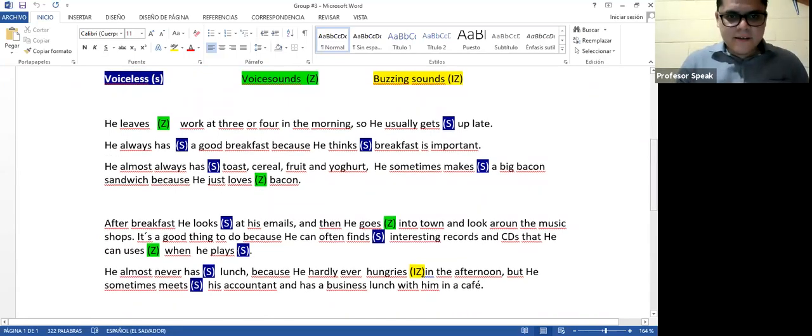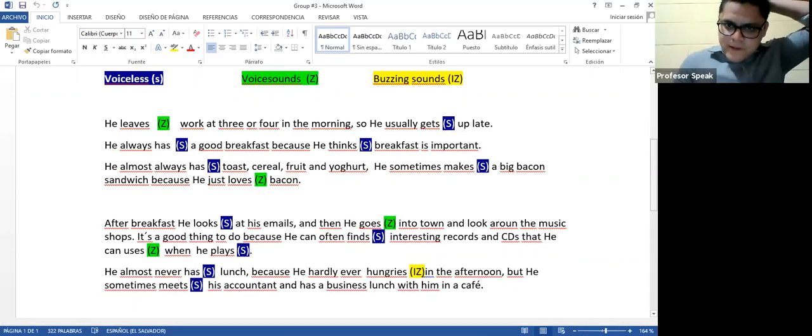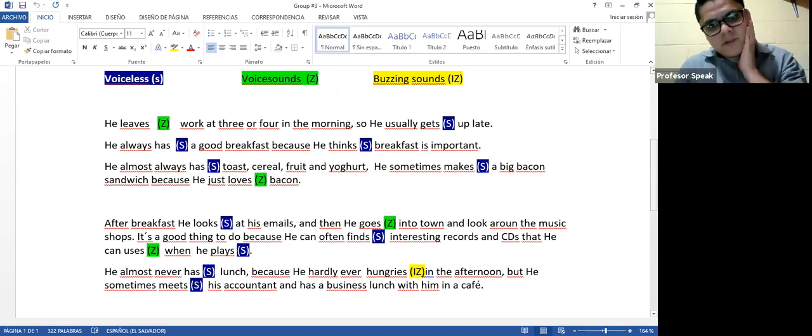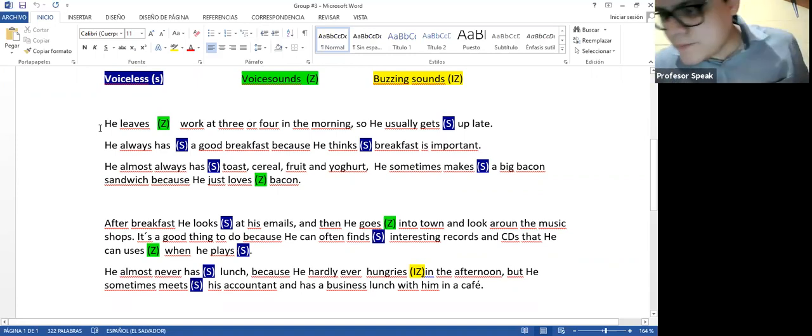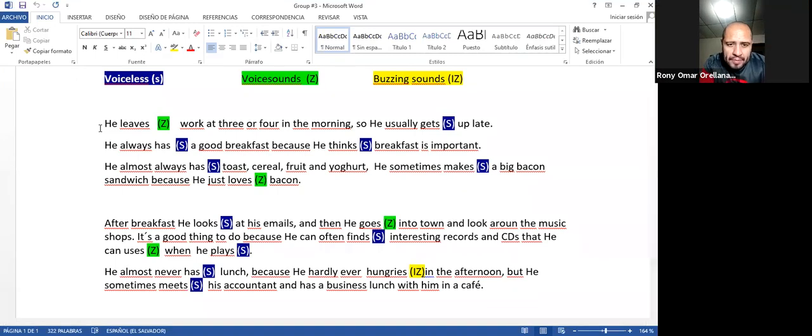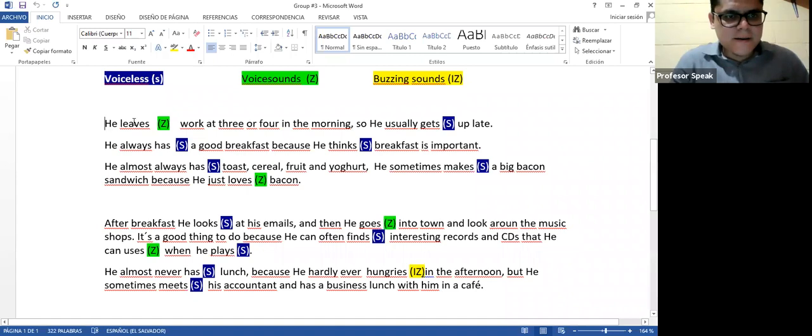So let's check this paragraph. Let's go over the pronunciation stuff. So, Ronnie, can you please read? He leaves work at 3 or 4 in the morning, so he usually get up late. Okay, stop right there.